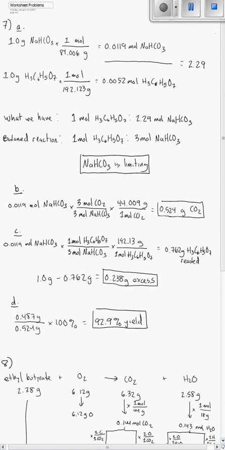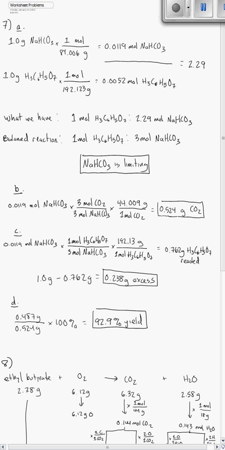Alright, so let's take a look at worksheet problem number 7 here. This problem incorporates the bulk of everything we learned in chapter 11. You're given a chemical reaction between sodium bicarbonate, which is NaHCO3, and citric acid. Sodium bicarbonate is found in a lot of different antacids, and one thing it can do is neutralize citric acid, and one of the products from this is carbon dioxide.